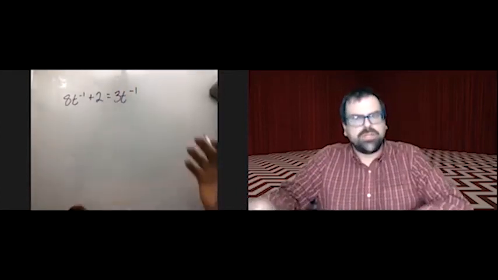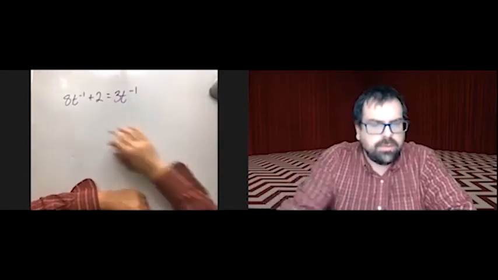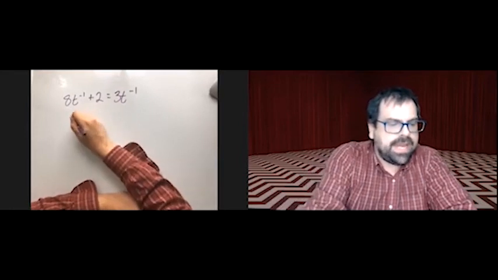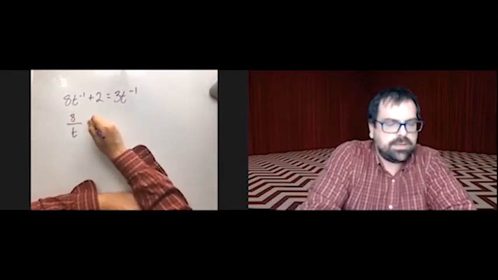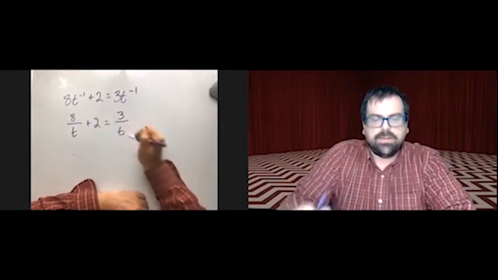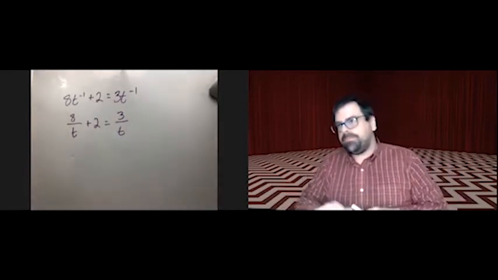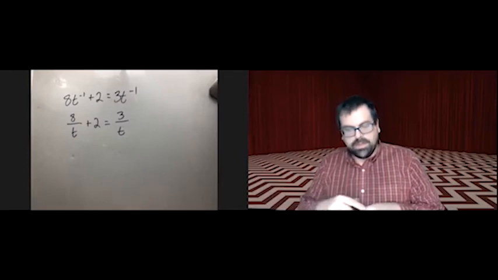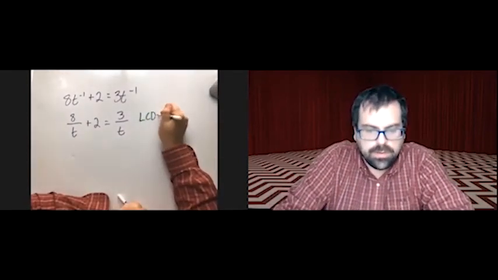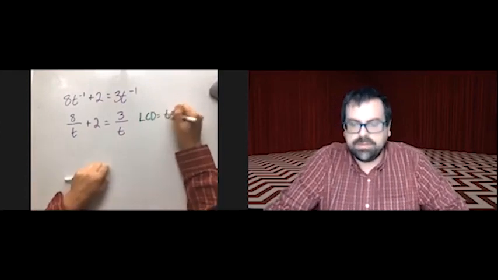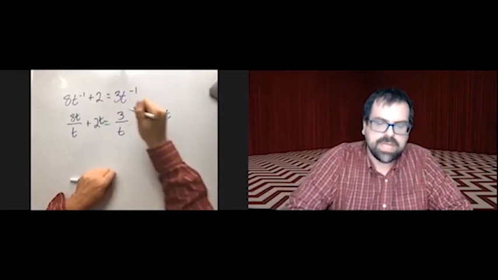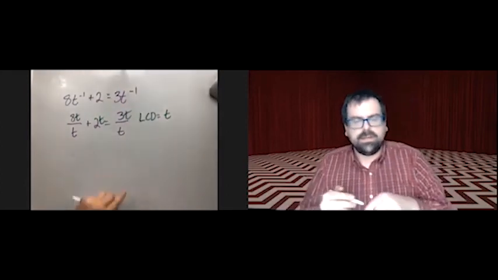Why is this a rational equation? Well, because even though we don't see them, there are fractions here. This is 8 over t plus 2 equals 3 over t. The LCD is just t. So put it in the top everywhere. 8 times t, 2 times t, 3 times t.